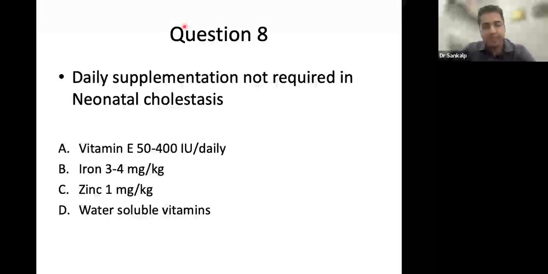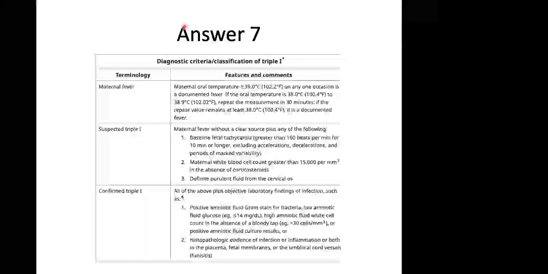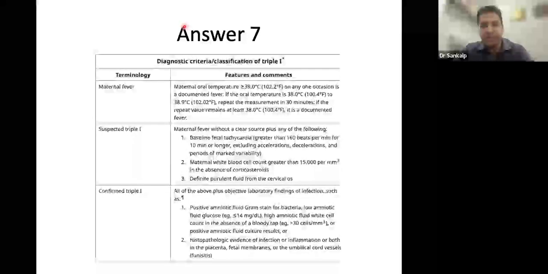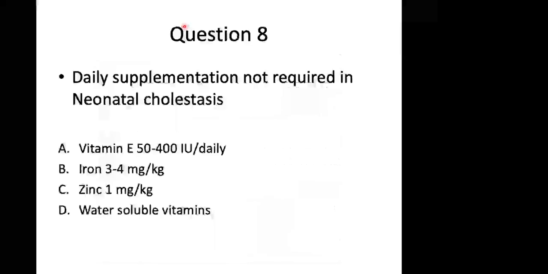So basically it is similar to what we label for sepsis. Suspected sepsis when there are symptoms of sepsis, confirmed sepsis when there is culture proven evidence, right? So something like that. Previously it was more of an ambiguous term, chorioamnionitis, but it was ill-defined. So NICHD came up with a categorical definition of suspected and confirmed triple I.